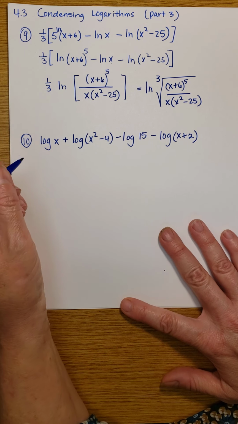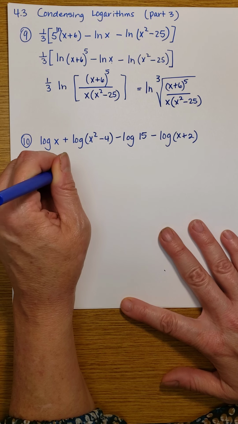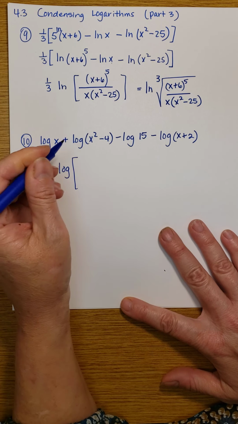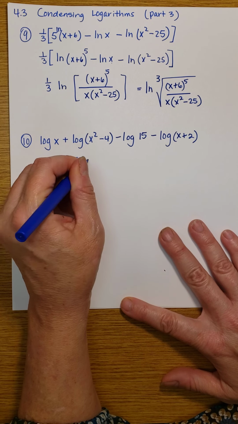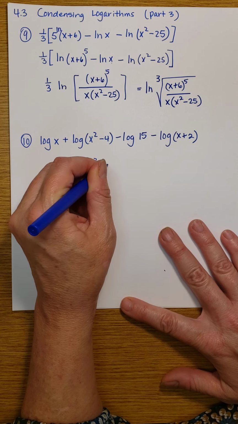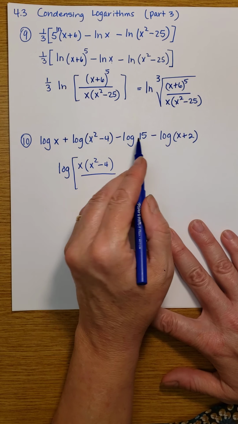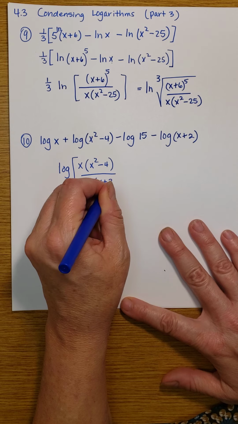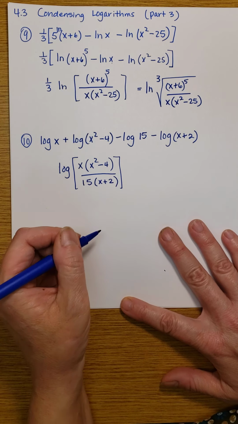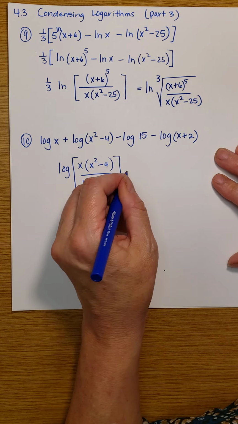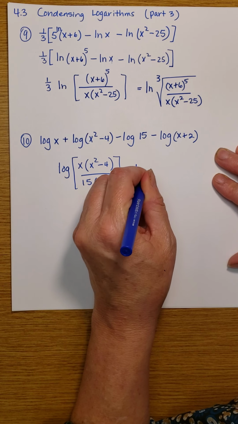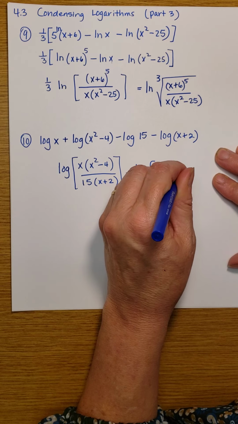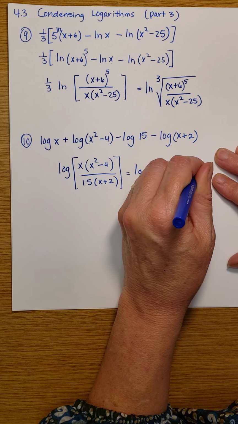And we've got now the log, which is the common log, because there's no base, of x times the quantity x squared minus 4 in the numerator, and in the denominator we have 15 times the quantity x plus 2. And notice that this is the difference of squares, so it's the product of x plus 2 times x minus 2.